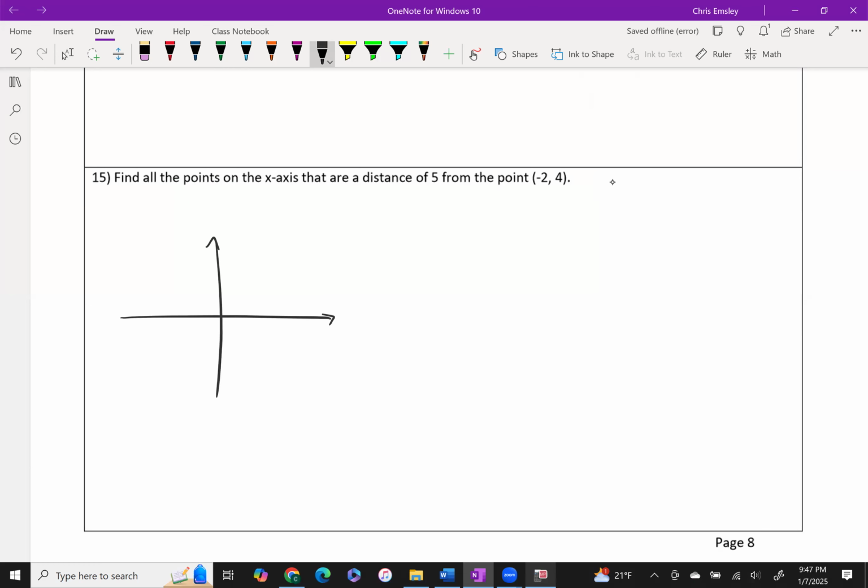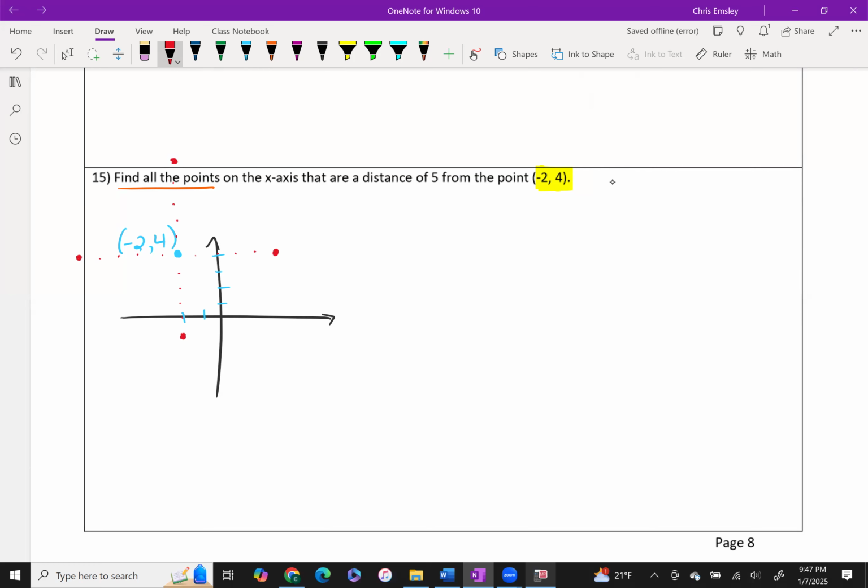Okay, so here's our little coordinate system, and they're asking us about this point, (-2, 4). So let's plot that. It can just be a rough sketch. It doesn't have to be perfect. There's our point, (-2, 4). Now we're going to start with this first: what if it said find all the points that are a distance of 5 from (-2, 4)? That means we'd go 1, 2, 3, 4, 5 units in that direction, and 1, 2, 3, 4, 5 units in that direction. These are all 5 units away.